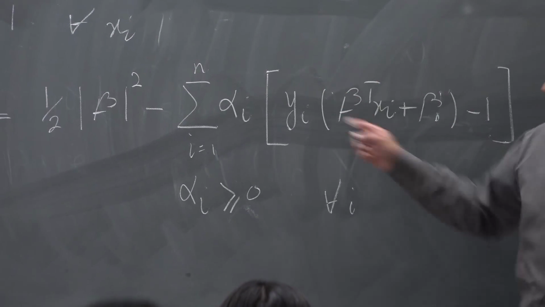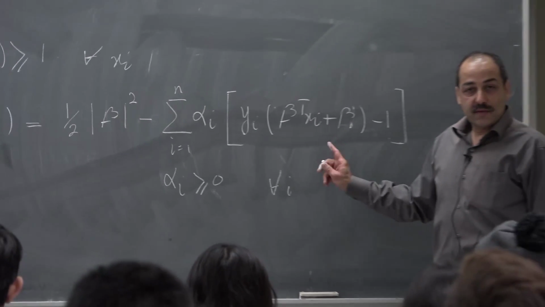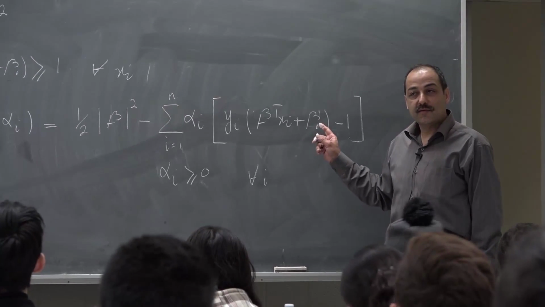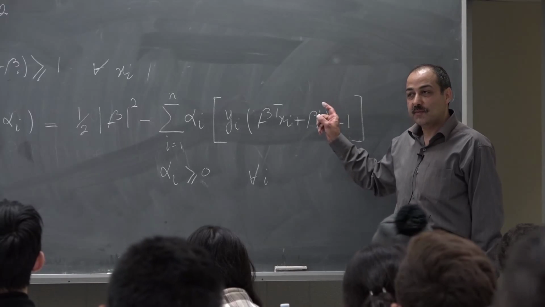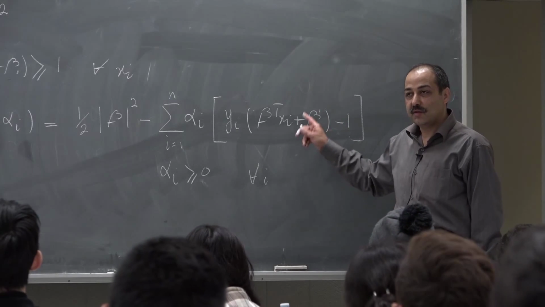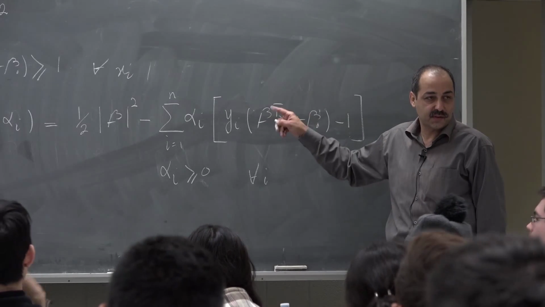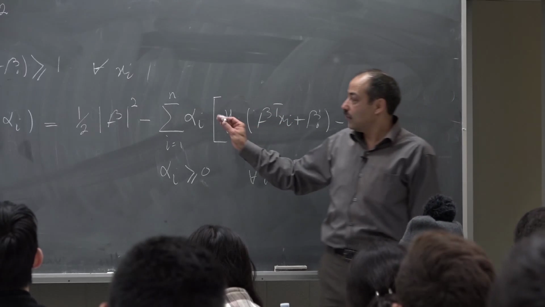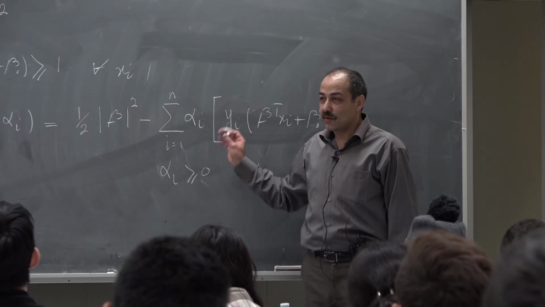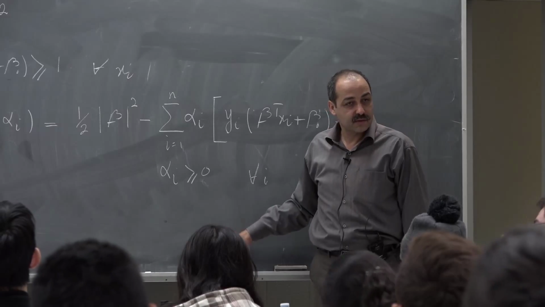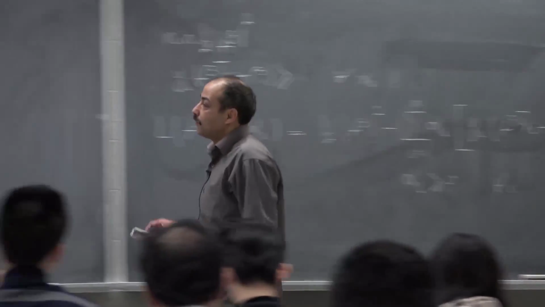We can solve this problem. It's a quadratic problem. We can solve it. But if we look at the dual of this problem, the dual would be easier to solve and has very nice properties that we can see. So instead of solving this primal problem, we are going to look at the dual of this and solve the dual. Okay.